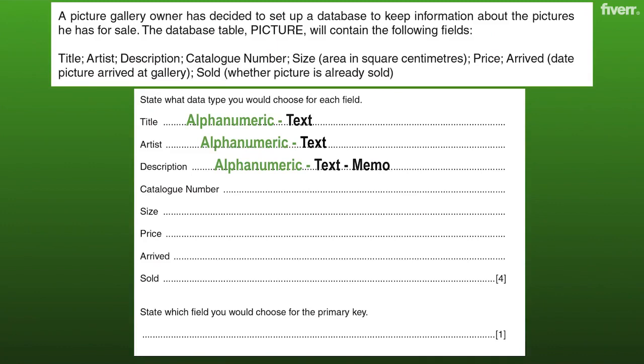So next coming up is the catalog number. Now this one requires a little bit of care, because you assume that it is likely to be a primary field.